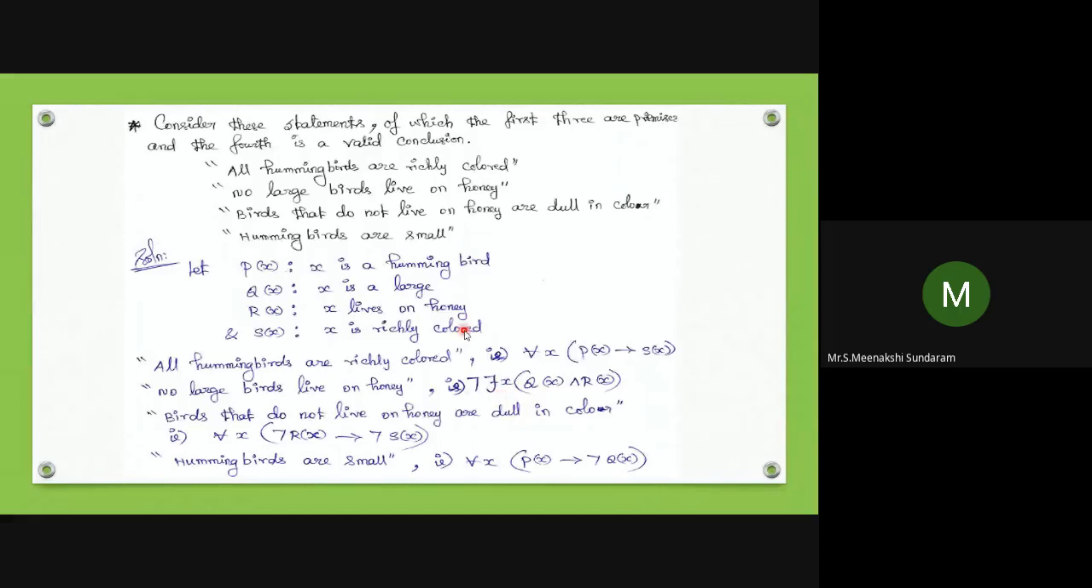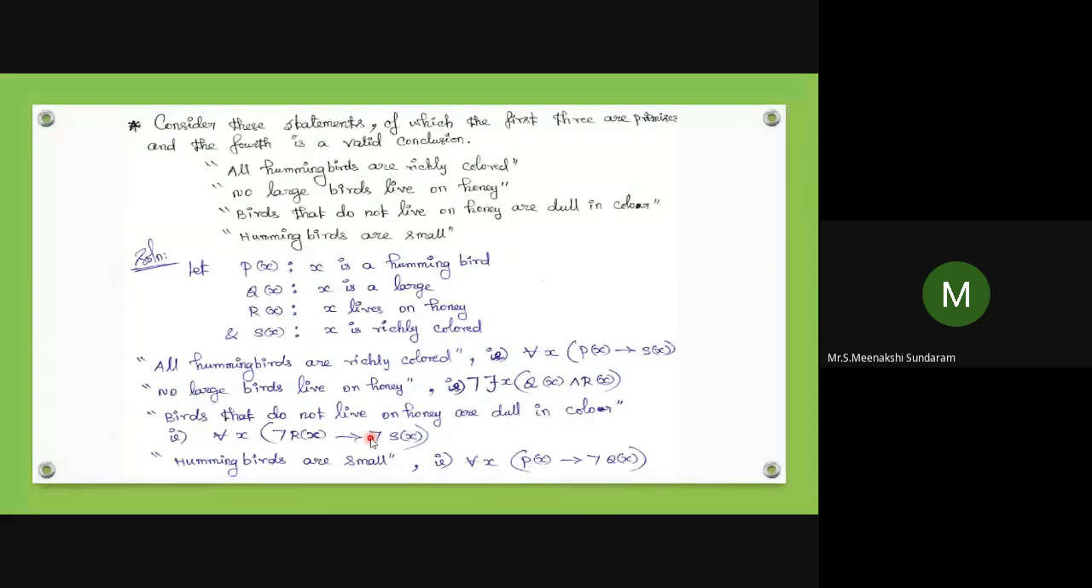Third one: birds that do not live on honey are dull in color. Color means S of x, and dull is a negation. For all x, a conditional will come. Negation of R of x, since the statement says do not live on honey. Then if it does not live on honey, it is dull in color, so negation of S of x.